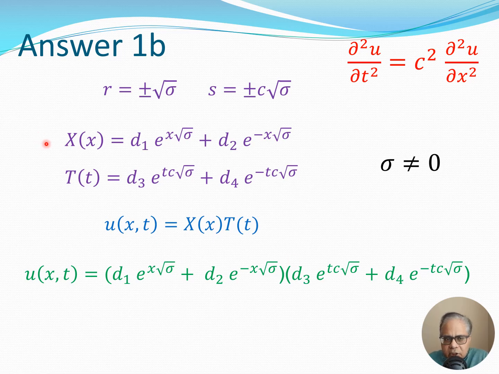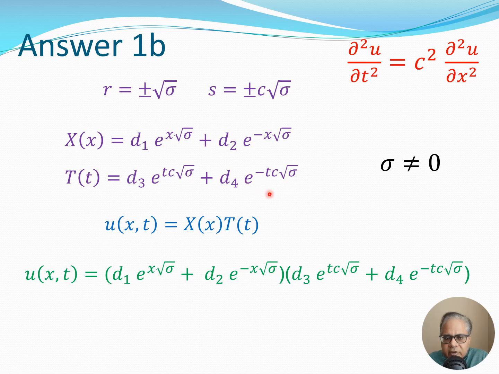So let's do this now. We have r and s, and I can immediately write X as a function of x as this function here, that is d1 e to the power of x root sigma plus d2 e to the power of minus x root sigma. And similarly I can get an expression for T of t as d3 e to the power of t c root sigma plus d4 e to the power minus t c root sigma.